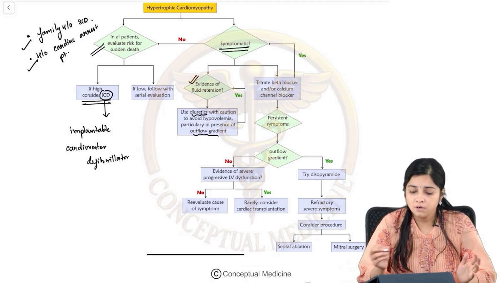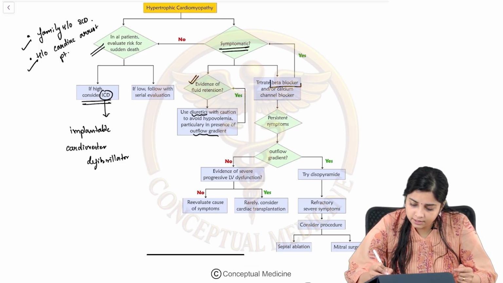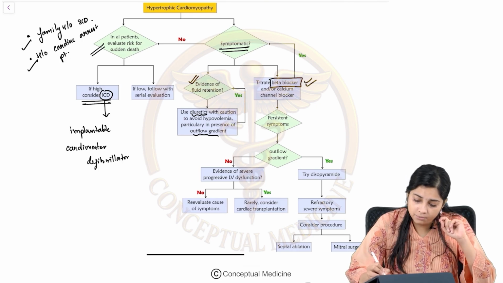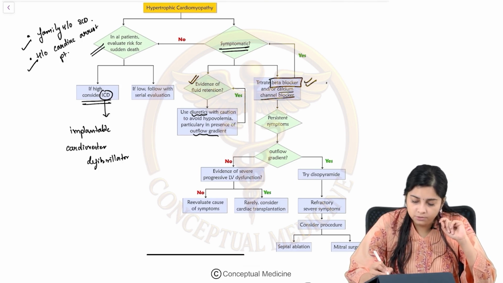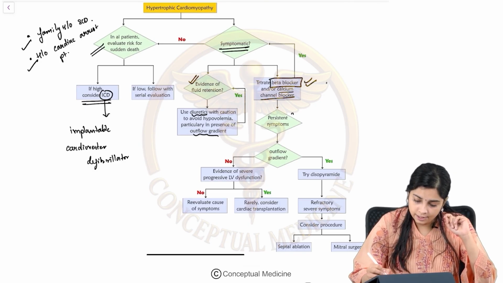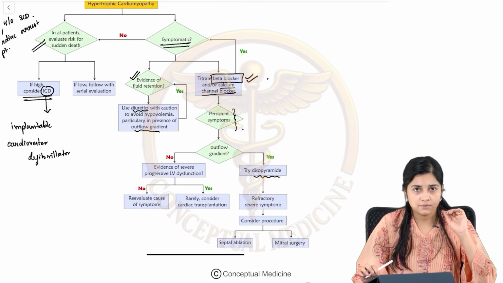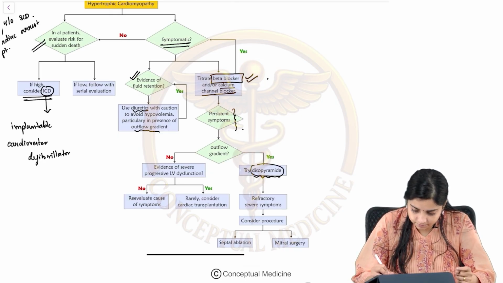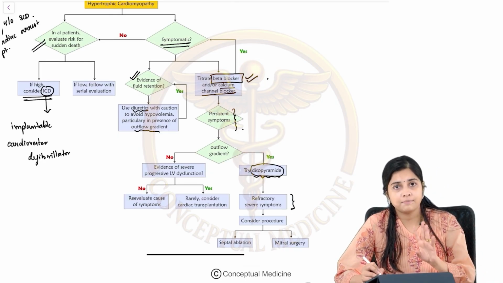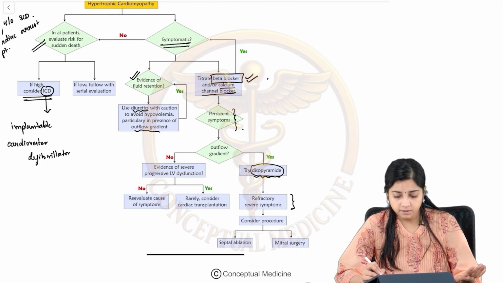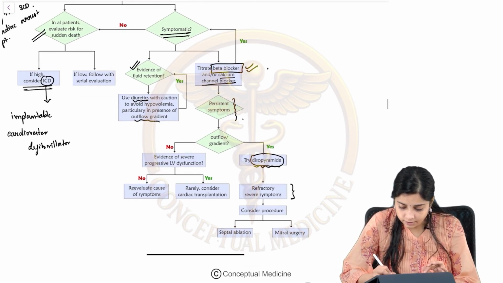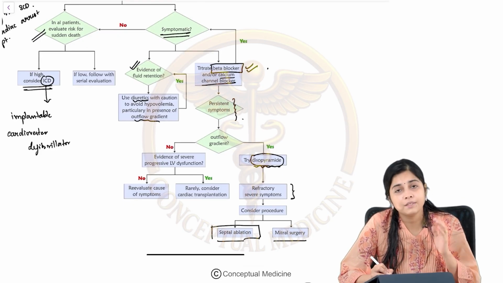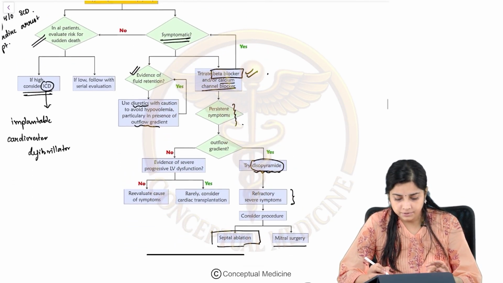Okay. If they are not in fluid overload, the first drug that you will use is a beta blocker, followed by which you can use a calcium channel blocker if there are persistent symptoms. So if there are persistent symptoms, you use disopyramide. Now if the symptoms are refractory despite using beta blockers, calcium channel blockers and disopyramide, then you can use surgical procedures including septal ablation, which can be surgical or alcohol septal ablation.